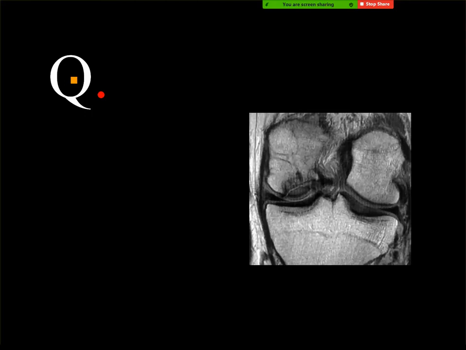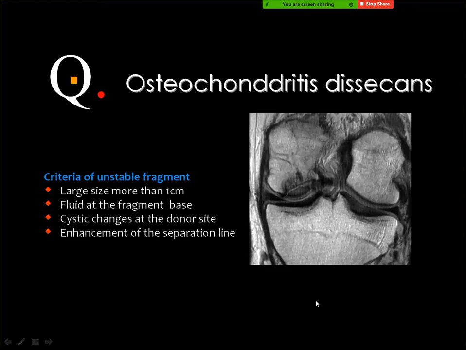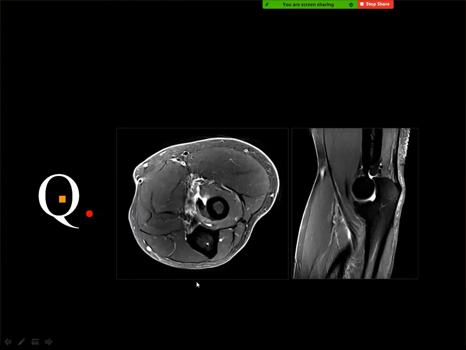What do you think? Osteochondritis dissecans. Yes, very good. And this is osteochondritis dissecans of the medial femoral condyle. This is the medial femoral condyle because of the posterior cruciate ligament, and these are the signs of an unstable fragment. Okay, this is an elbow, axial and sagittal images.